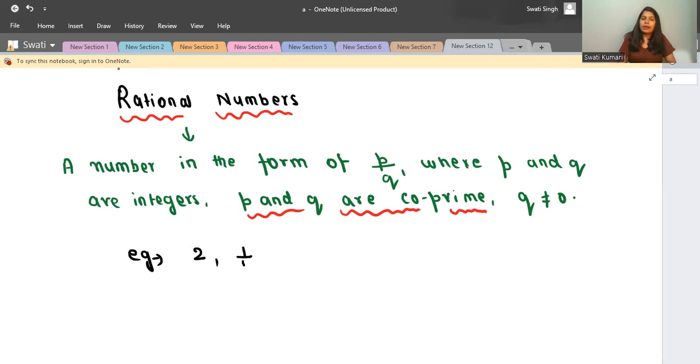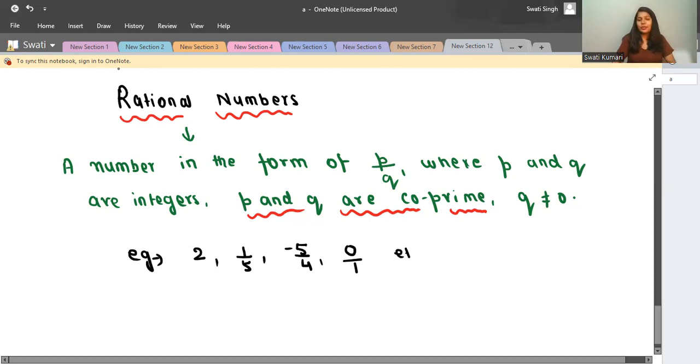You can say 1 upon 5 is a rational number. Yes, absolutely, this is a rational number. We can also say -5 upon 4 is also a rational number. What about 0? 0 is a rational number. Yes, 0 is also a rational number, because when you write 0, it is nothing but 0 upon 1, and it is still satisfying the definition of rational number. So therefore, this is also a rational number.